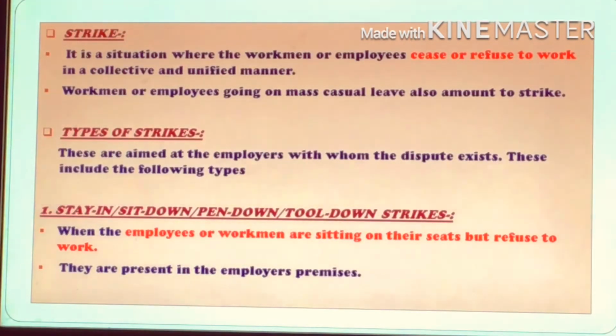First one is stay in or sit down or pen down or tool down. When the employee or workmen are sitting on their seats but refuse to work, that is stay in or sit down or pen down or tool down strike. So employees are sitting on their seats but they refuse to work. The employees are present in the employer's premises. So employees are present in the office but they deny to work.